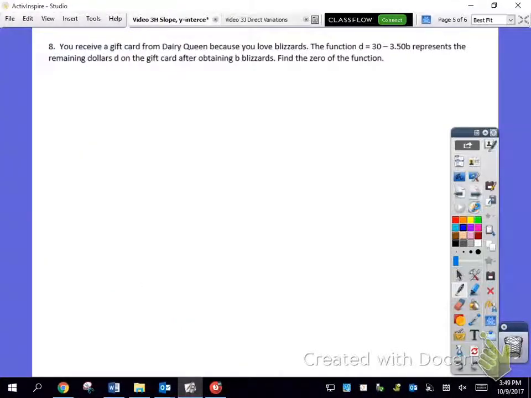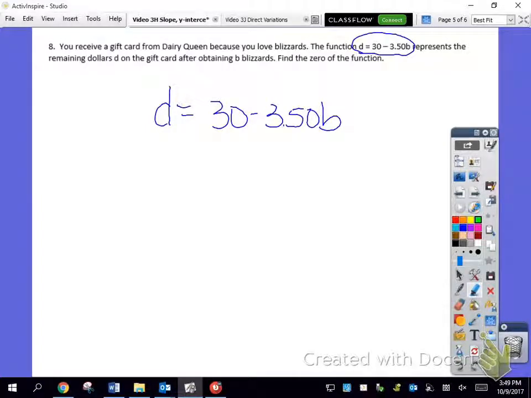On number 8, you receive a gift card from Dairy Queen because you love blizzards. The function, anytime you see a function, write that down. B equals 30 minus 3.5B represents the remaining dollars on a gift card after obtaining B blizzards. Write the 0 of function. I need to find the 0 of function. Well, I need to identify my x and my y. Remember, the rate, the number by the variable, this is your x. So my blizzards are my independent. And the money that's remaining, that is my dependent. That is my y. Okay?